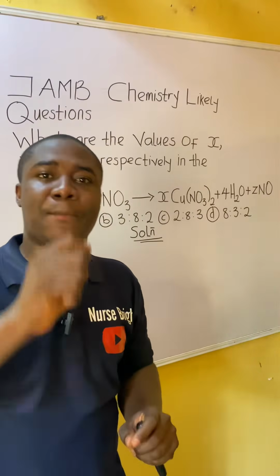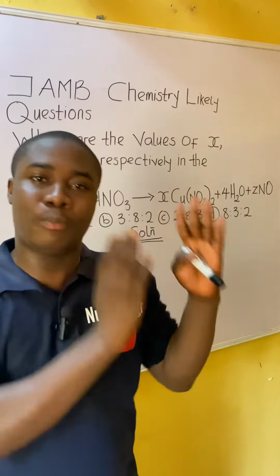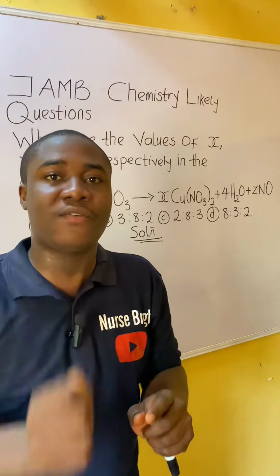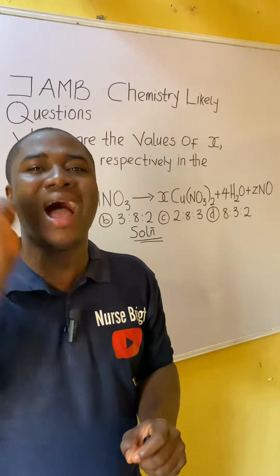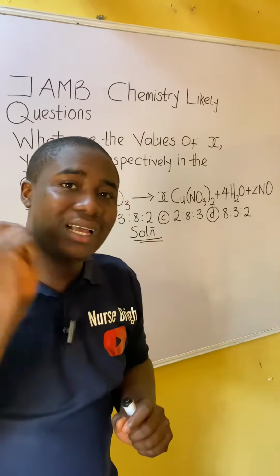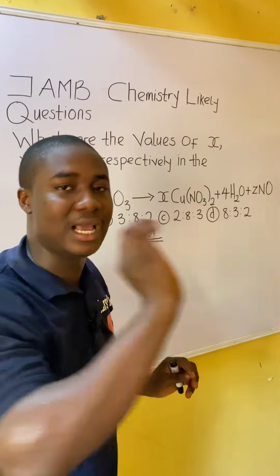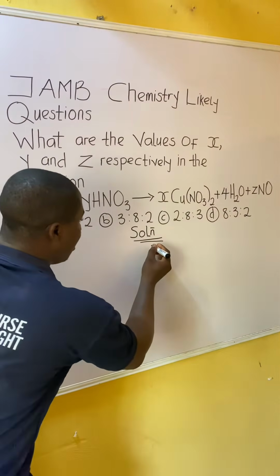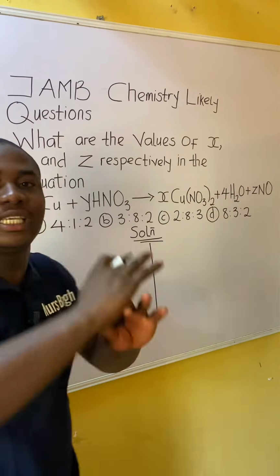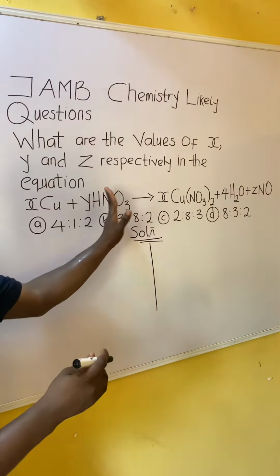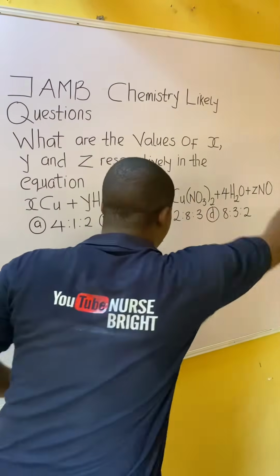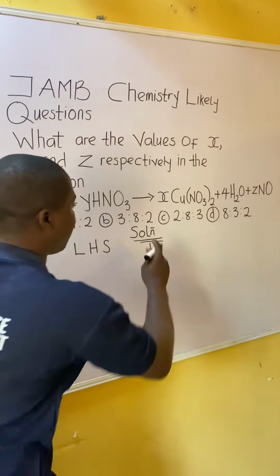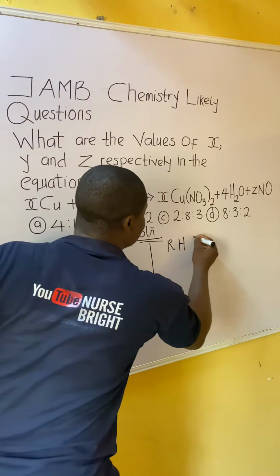So the first step to take whenever you are about to balance a chemical reaction is simply to identify the elements you have on your left-hand side as well as on your right-hand side. Listen carefully. All right, so what we'll do first is simply to use a line to separate the two sides of the reaction. Remember, this is the left-hand side and this is the right-hand side. So here we have the left-hand side of the reaction, and here we have the right-hand side of the reaction.